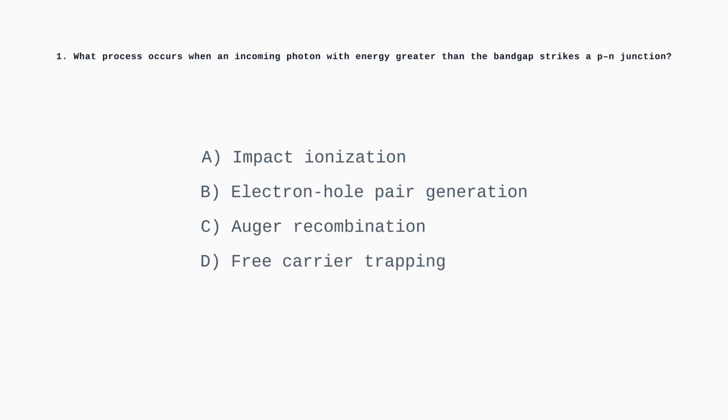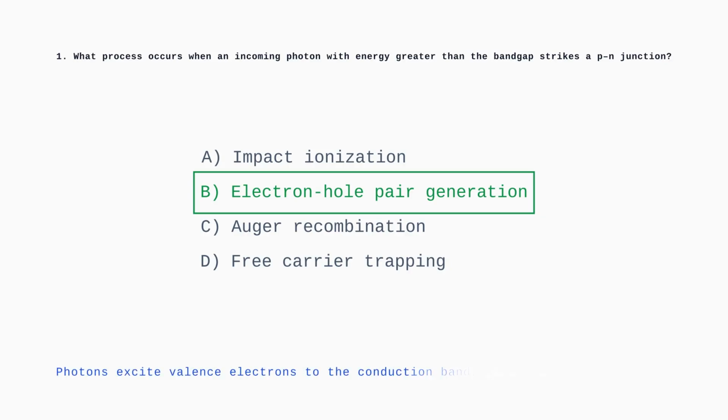Question 1. What process occurs when an incoming photon with energy greater than the bandgap strikes a p-n junction? When an incident photon carries enough energy, it excites a valence electron into the conduction band, leaving a hole behind and creating a free electron-hole pair.